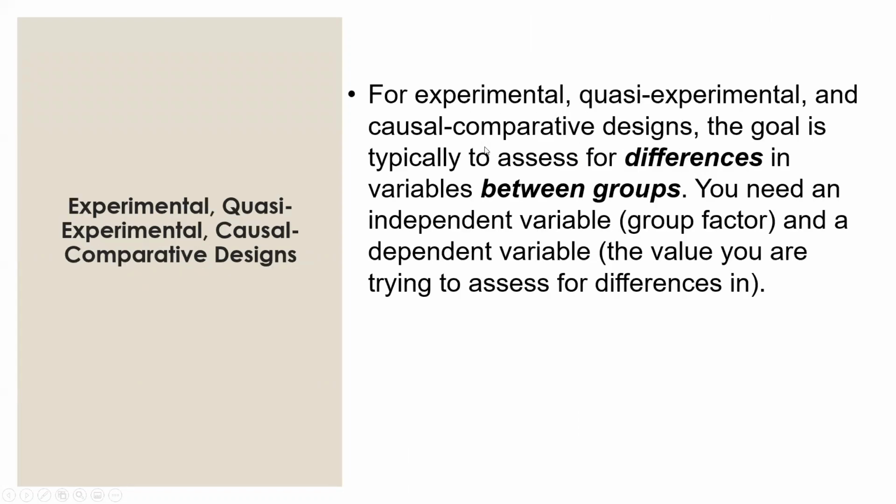The next group of designs kind of all go together. Depending on what your specific goal is, there might be a better one to use, or one of these might be a better approach than the others. So we have experimental, quasi-experimental, and causal comparative. And these are typically used to check for differences between discrete groups. So for this, you need to have an independent variable, which is your grouping factor, and you need to have a dependent variable, which is what you're trying to test for differences between.